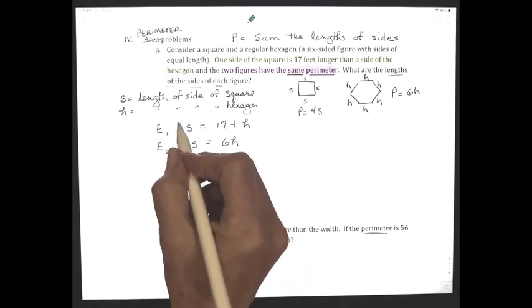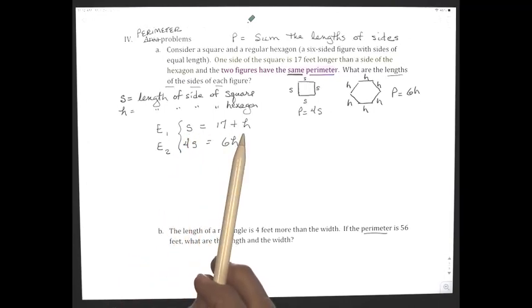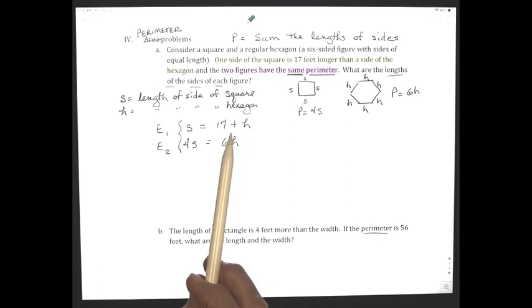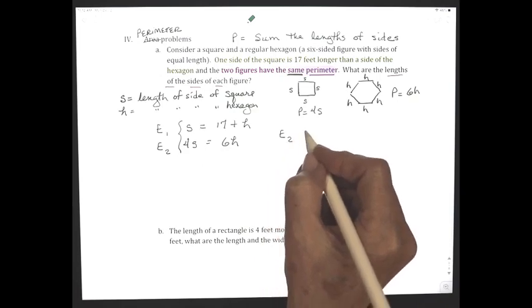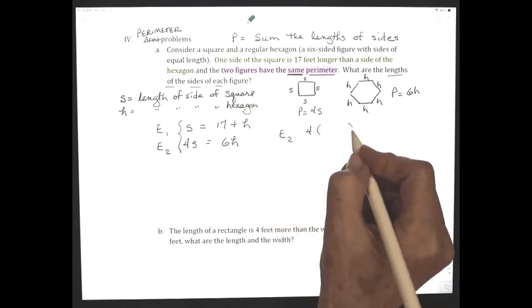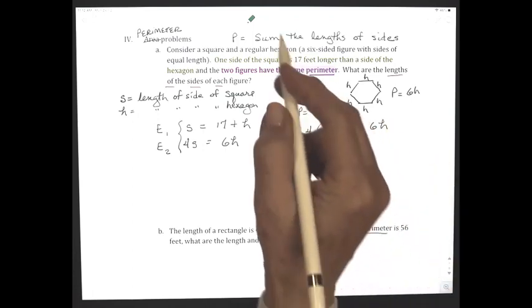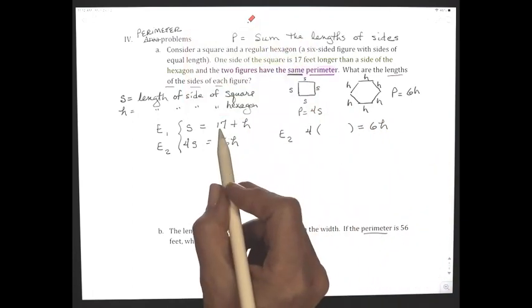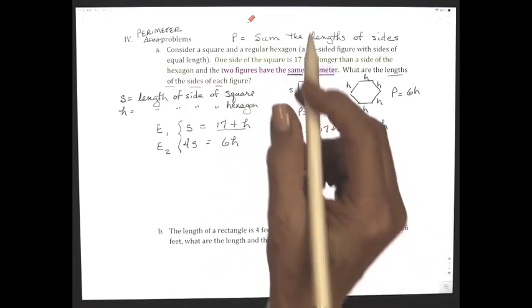So now I've got my two variables and my two equations, so I've got a system of equations here. And I think this one lends itself to substitution. It already tells me that the side of the square is equal to 17 plus H, so I can take that information and substitute it into equation number 2. So here's equation number 2. I'm removing the letter S for the length of the side, and I'm replacing it with this equivalent value for S, which is 17 plus H.